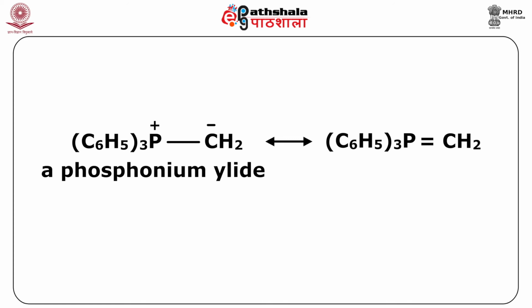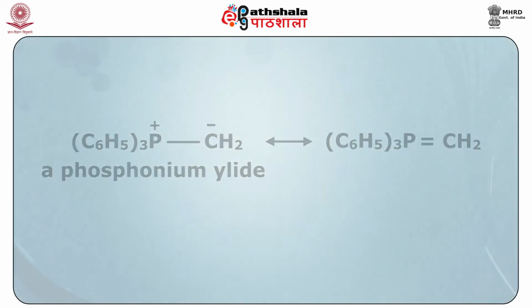And these phosphonium ylides can be represented by the structure as you can see here, where there is a double bond between the phosphorus and carbon, and alternatively you can see it is the phosphorus which is plus and carbon which is minus, and they are adjacently placed, and that is why this is an ylide.